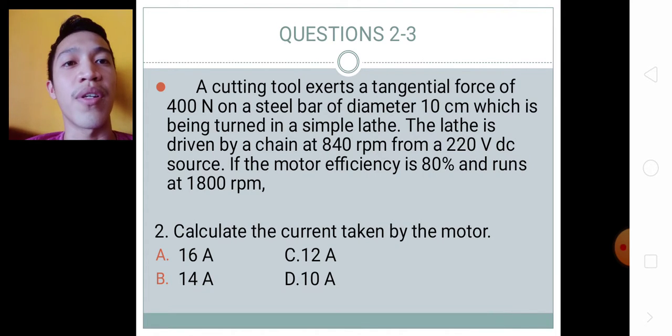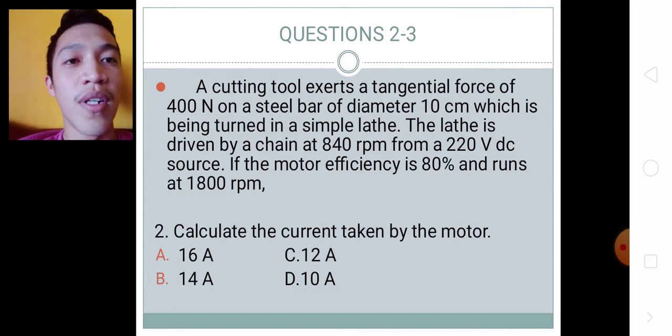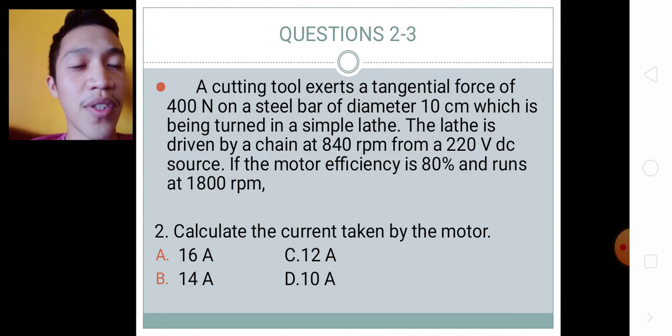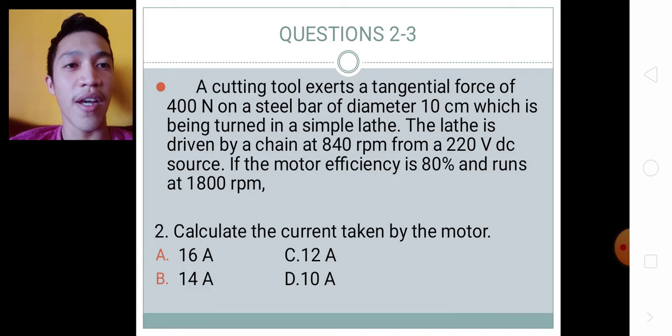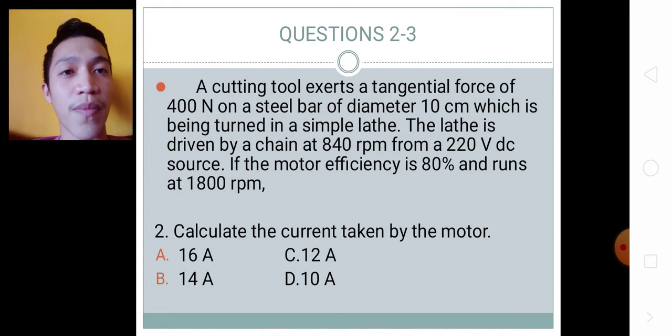Questions 2 and 3. A cutting tool exerts a tangential force of 400 Newton on a steel bar of diameter 10 centimeters, which is being turned in a simple lathe, and the lathe is driven by a chain at 840 rpm from a 220 volts DC source. If the motor efficiency is 80% and runs at 1800 rpm, then calculate the current taken by the motor. So we have there the choices.